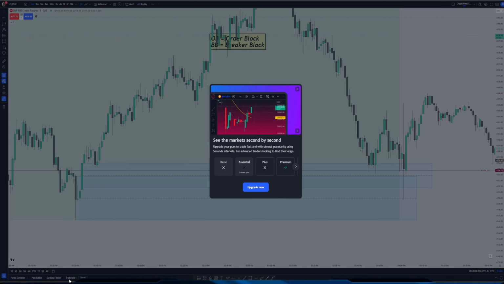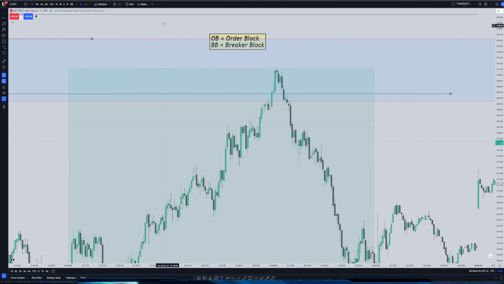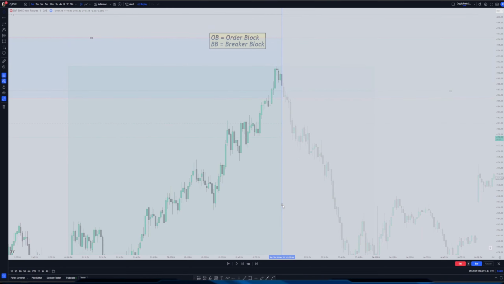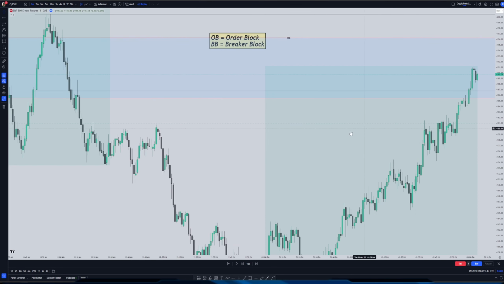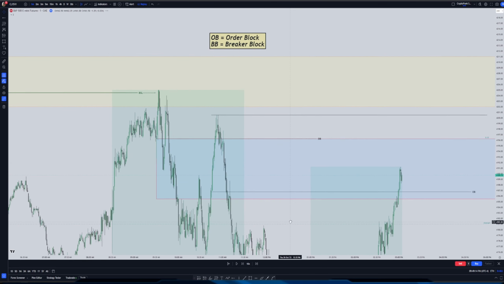But I still kept the essential plan so that I can show you guys the replay modes and other stuff, like this replay mode. This sort of thing. And remember what I drew up there.